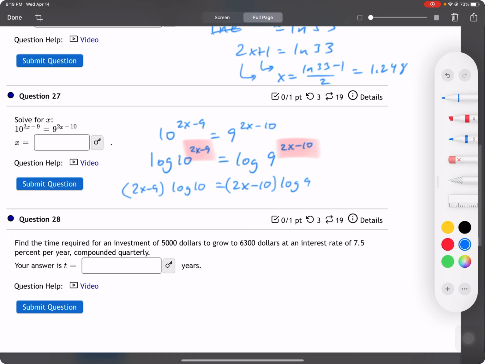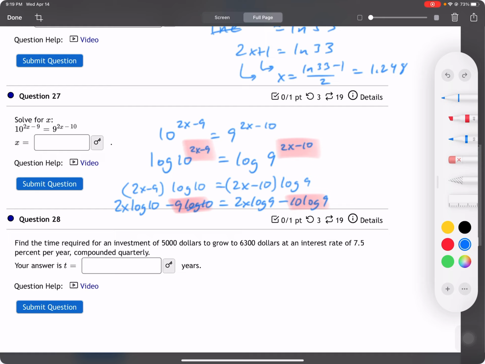Let's keep going. If I multiply this out, this would be 2x log of 10 minus 9 log of 10 equals 2x log of 9 minus 10 log of 9. These are just numbers, decimal numbers in the calculator, so I'm not worried about them. What I'm worried about though, oh, actually no, this guy, we could get rid of him. That's log base 10. That's actually just going to become 1.